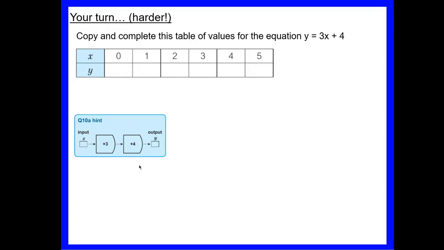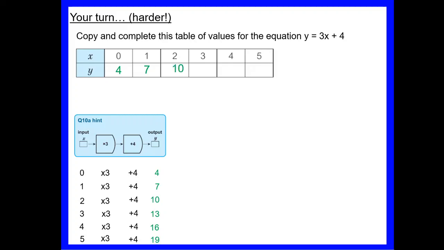All right, so let's have a look at the solution for this one then. So if we just use the function machine to start with, we're going to put in our first value of x, which is 0. We're going to multiply it by 3 and add 4, and we get an answer of 4. Then we're going to take our next x value of 1 and put that into the machine. So 1 times 3 plus 4 is 7. Then we'll do 2 times 3 plus 4 is 10. 3 times 3 plus 4 is 13. 4 times 3 plus 4 is 16, and 5 times 3 plus 4 is 19.